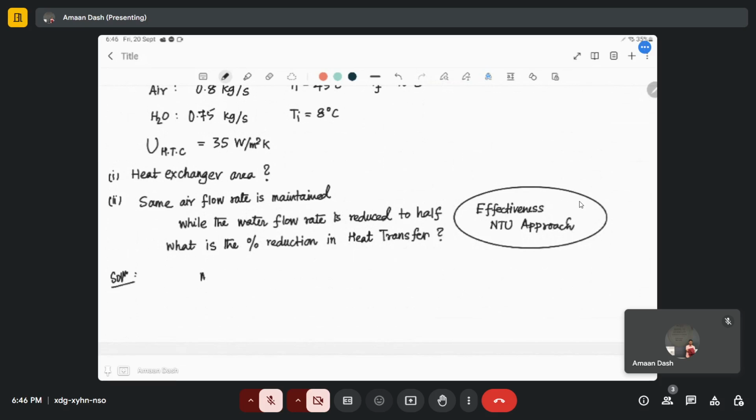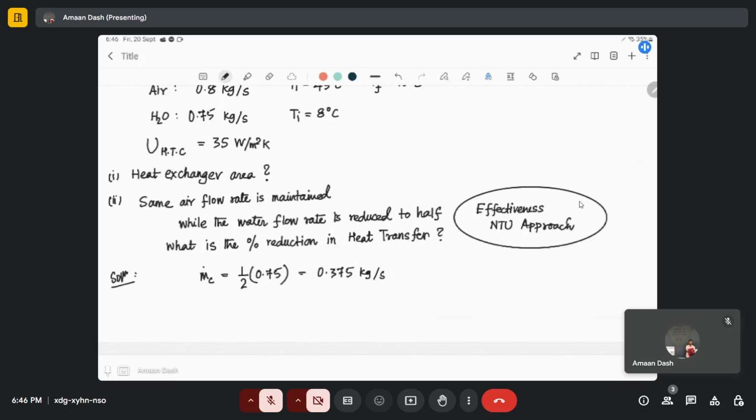So let's say the mass flow rate is reduced to half of 0.75, because the water flow rate is reduced to half. So 0.75 divided by 2, which is 0.375 kg per second.